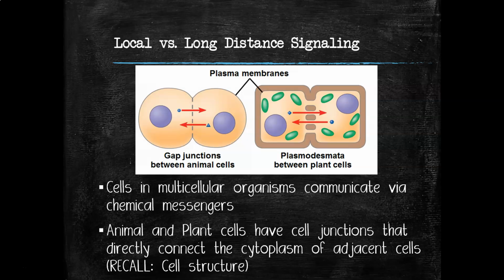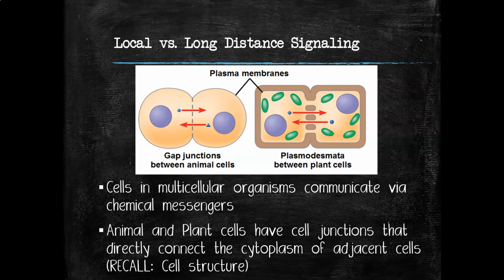So when we look at multicellular organisms, we have to have the capacity to do signaling that is both local, meaning within cells in the same tissue, as well as long distance signaling, where we're taking information from, say, your brain all the way out to your muscle cells, or from your brain to your thyroid gland or your ovaries. So your cells have to be able to communicate, and they do this via these chemical messengers.